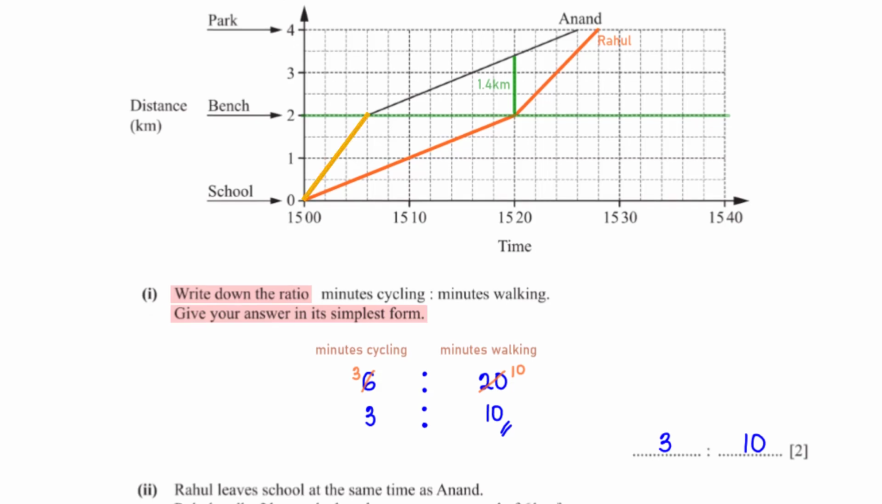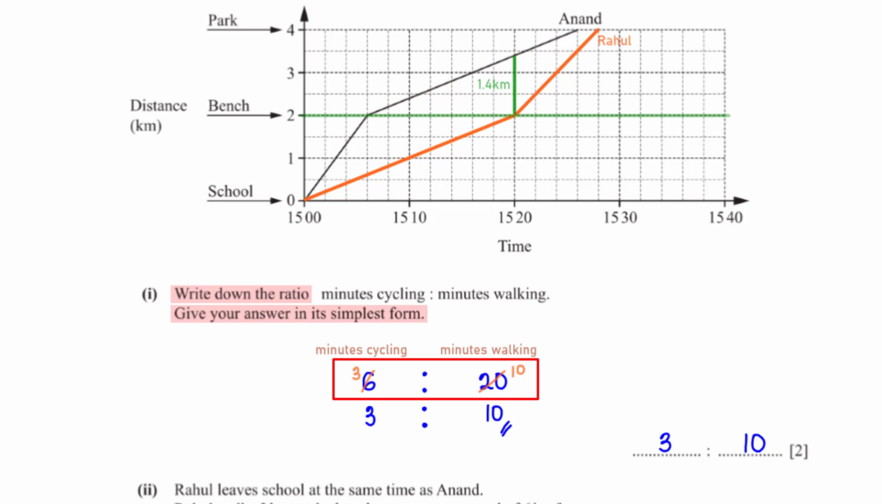We've been told Anand cycles from school to the bench. This line covers 3 horizontal line segments. Each horizontal line segment is 2 minutes, so the cycling time is 2 times 3, which is 6 minutes. Anand walks from the bench to the park. This line covers 10 horizontal line segments, so the walking time is 2 times 10, which is 20 minutes.